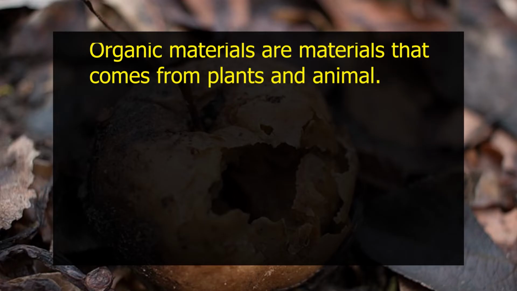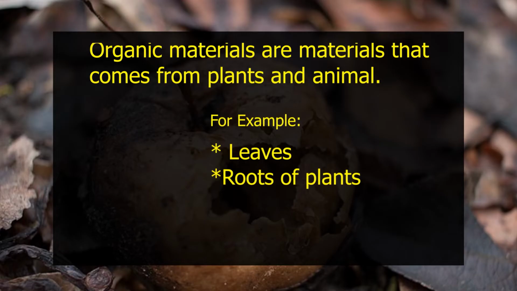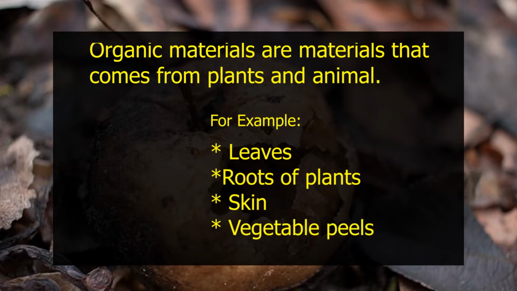We have leaves, roots of plants, skin. Yes, skin is an organic material because it comes from an animal. Vegetable peels, all those are organic materials. So, organic materials are materials that come from plants and animals.